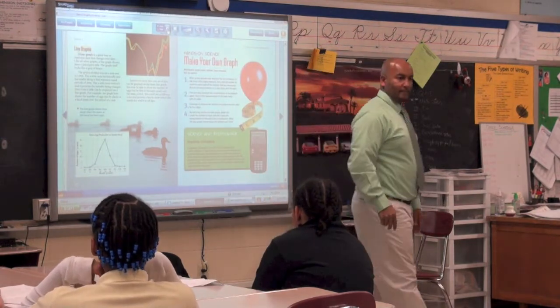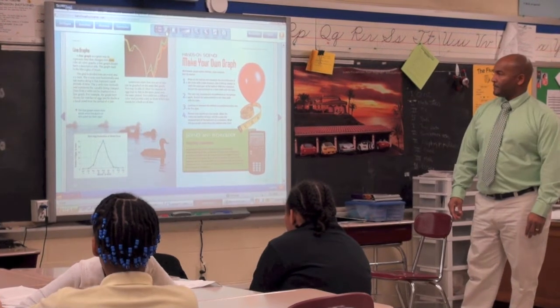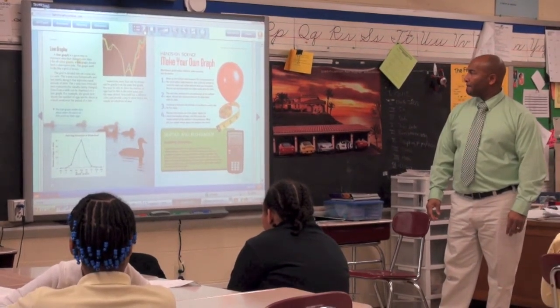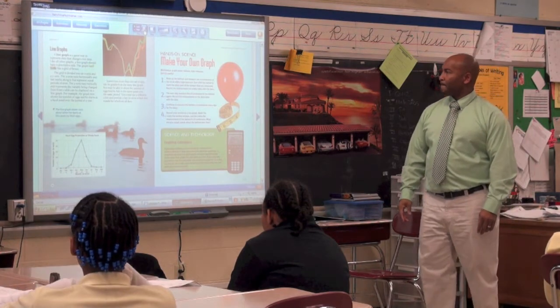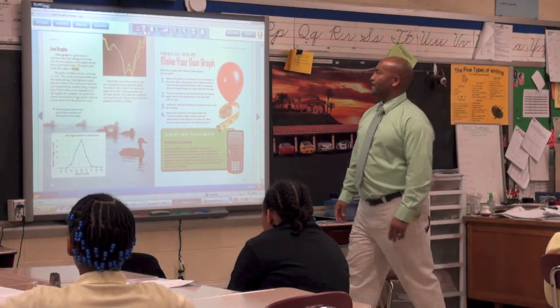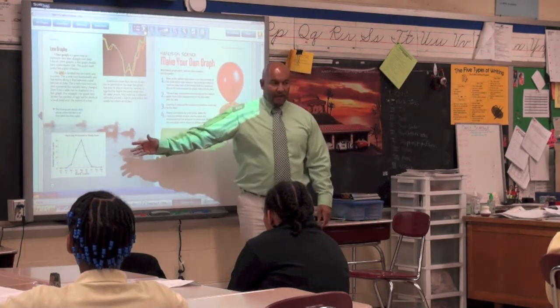Line graphs. A line graph is a good way to represent data that changes over time. Like all other graphs, a line graph should have a descriptive title. The graph itself looks like a grid of boxes. So let's just look at a line graph now.